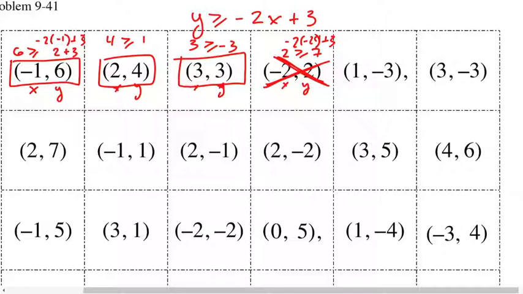Maybe I can see a pattern. Let's see. I think this one would work. Yeah, I think that one would work. What about this one? I think this one won't work. Negative 2 times negative 3 is 6. 6 plus 3 is 9. And then over here I have 4. Is 4 greater than or equal to 9? No, that does not work.